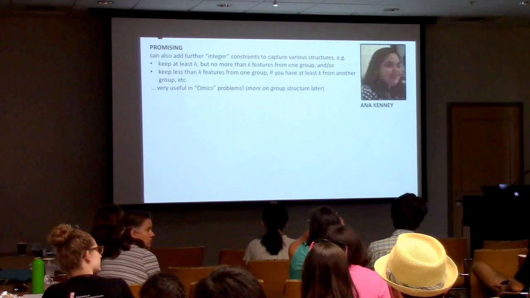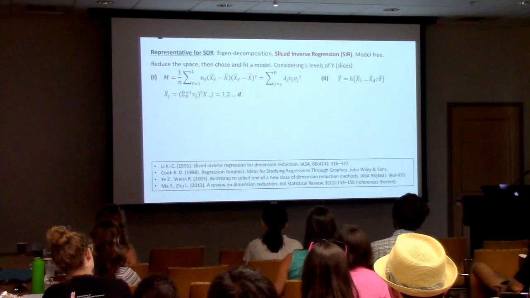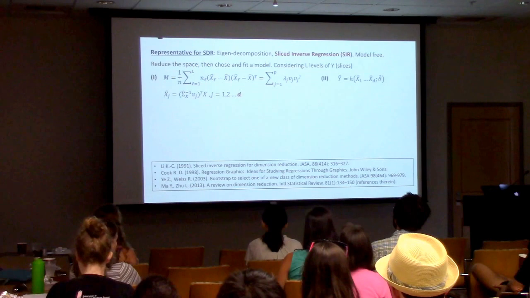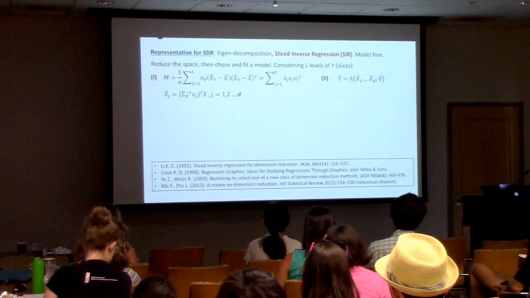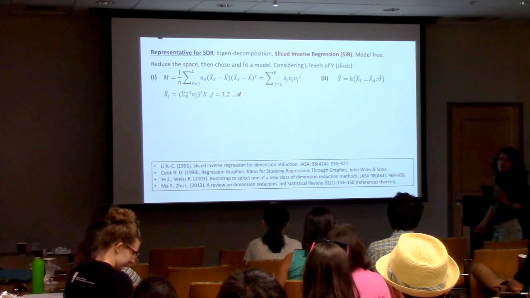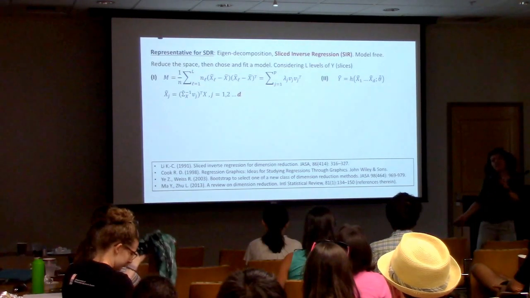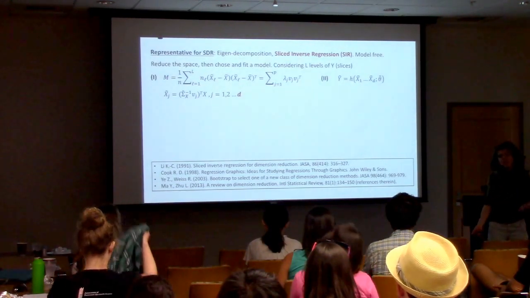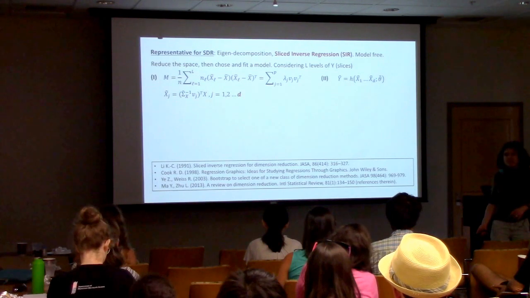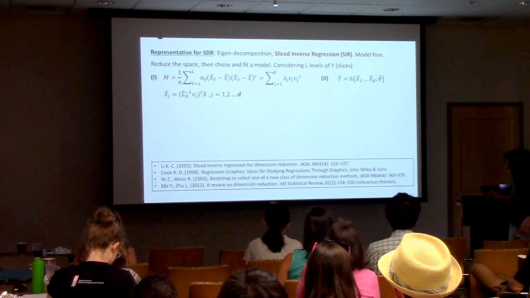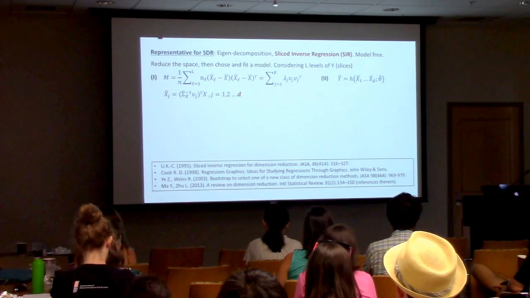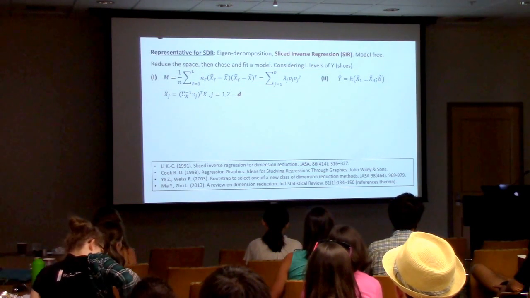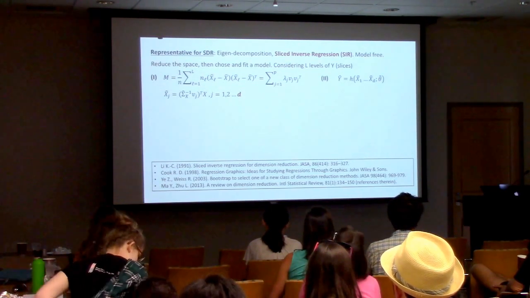All right, let me try and accelerate a little bit. This is a representative for sufficient dimension reduction. Some of you may have heard of this, but it's definitely a lot less famous than the lasso. Sliced inverse regression. Anybody? No. Okay. Look at this, because actually the key idea, in implementation terms, is really, really simple.